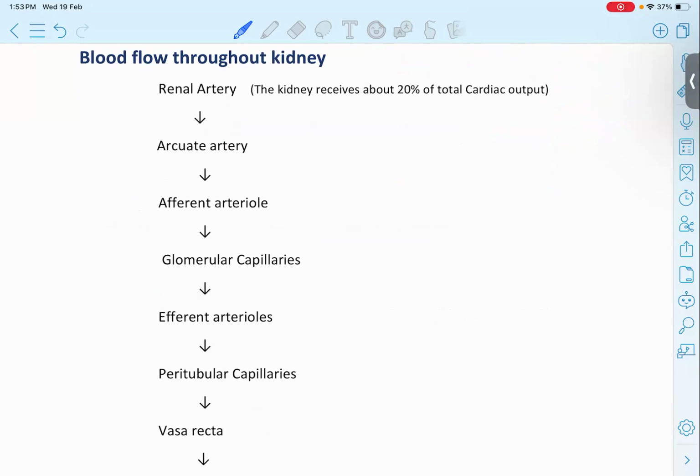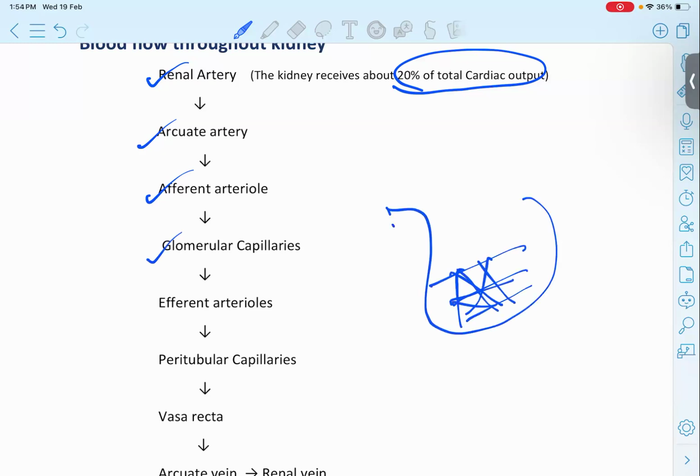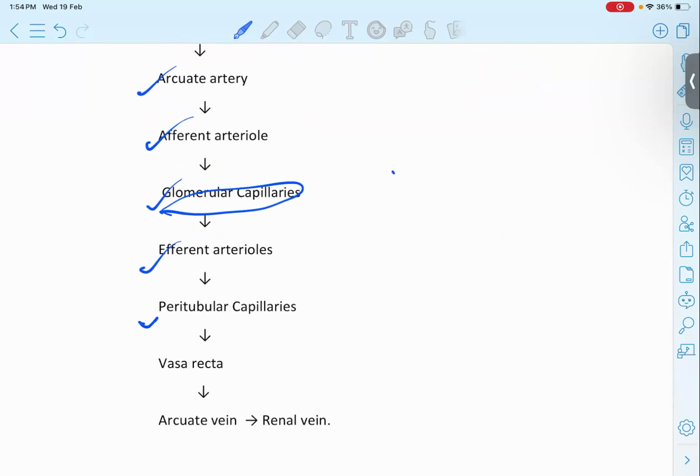So kidney blood flow will start from renal artery. And as I have already mentioned, kidney receives about 20% of total cardiac output. From renal artery, it will go to the arcuate artery. Arcuate artery will convert into afferent arteriole. Afferent arteriole becomes efferent arteriole, but in the middle there are glomerular capillaries. From efferent arteriole, we have peritubular capillaries. From peritubular capillaries, we have vasa recta. Vasa recta will drain into arcuate vein, and arcuate vein will drain into renal vein.